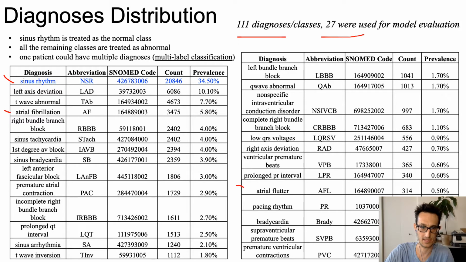Atrial flutter is another type of abnormality that is somewhat related to atrial fibrillation. And then other classes such as bradycardia. This effectively just means a slow heart rate, as well as tachycardia, which is a fast heart rate. And then other types of arrhythmias.